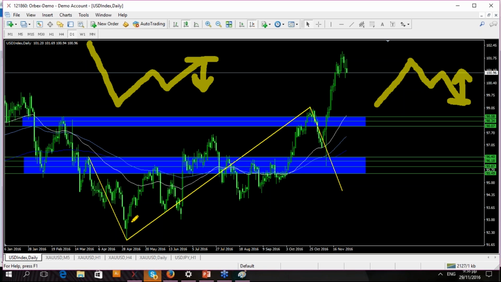Once you have done that, then you've got A to B, B to C, and C to D drawn. So your AB equals CD, that's your first projection, your first take profit area. And then you've got your second take profit area, which was drawn using the Fibonacci tool. Okay, so I hope that has been quite clear for you.